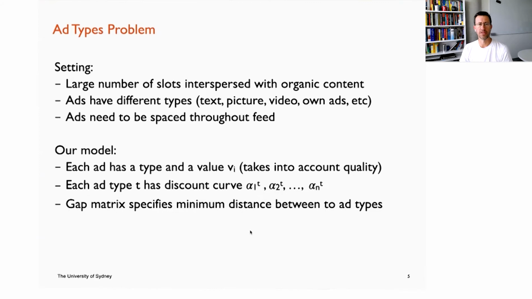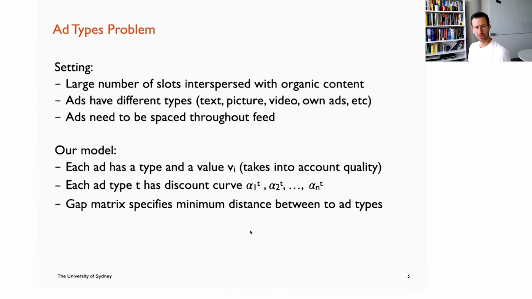In the ad types problem, this is a framework that we are proposing in this paper. It's a little bit different. We have a large number of slots, not just a few, and they're interspersed with organic content that comes from a feed that essentially doesn't have an end. It goes on forever. So I should be able to keep on populating ads as I scroll down the feed.